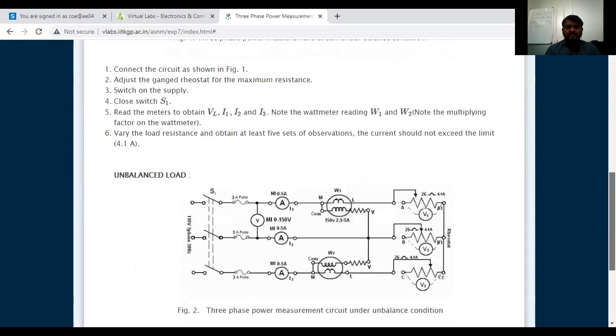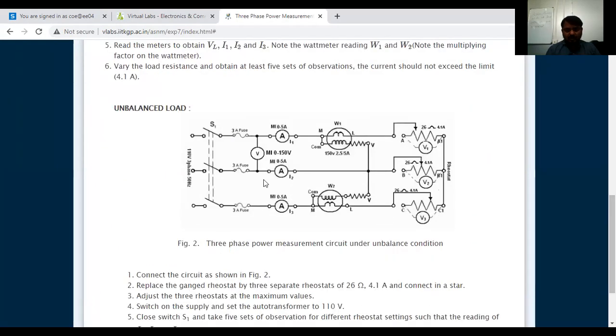Suppose it is the unbalanced load; all the connections are the same. The only difference is that here we can individually vary the load of this one, this one, and this one. Here we calculated the line voltage, but the phase voltage is required now: R phase voltage, Y phase voltage, B phase voltage. So we have to connect one more voltmeter on the load side. So V phase, I phase, V phase, I phase, V phase, I phase. By doing this, we can calculate the total 3-phase power, for each phase.